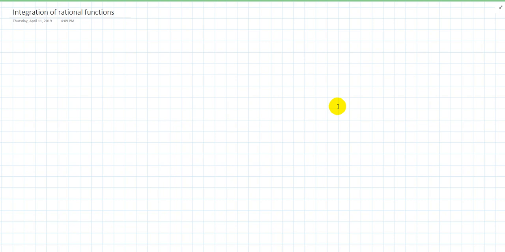Today we're going to discuss the integration of rational functions. So let's start with the definition of polynomials. Do you remember what we call a polynomial? It's a linear combination of the power functions, right? So we say a polynomial is some function which I obtain by combining linearly the power functions.